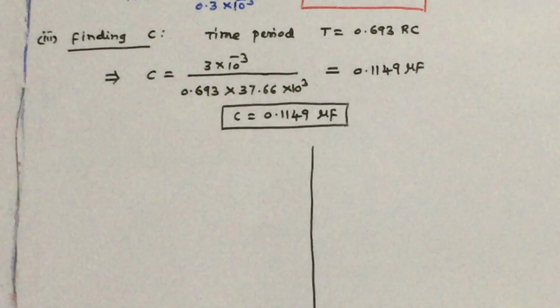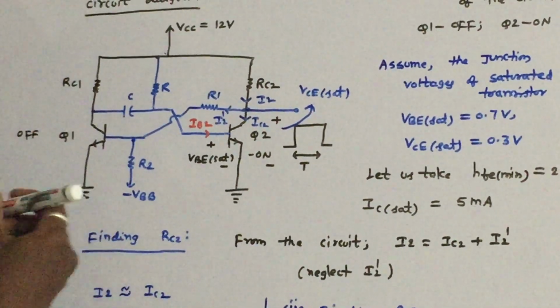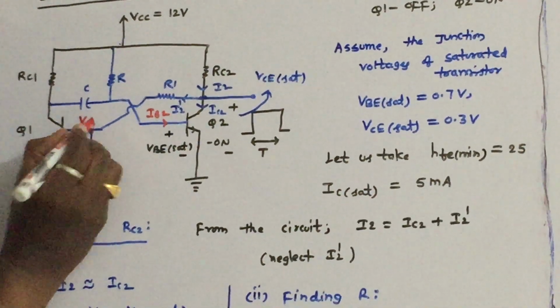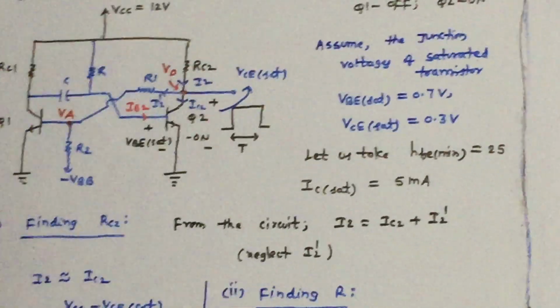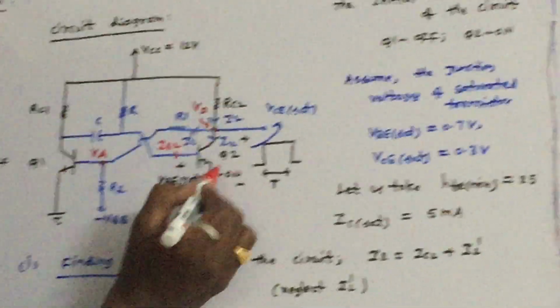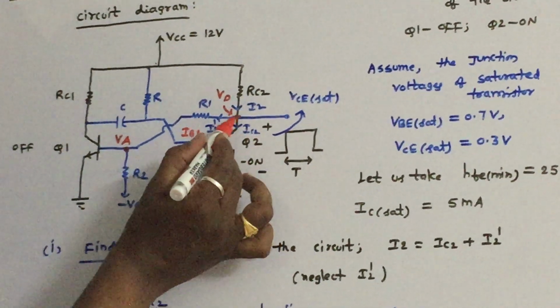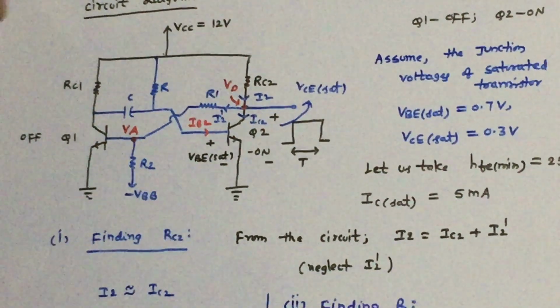Now let us see what the next step is. The next step in this problem is finding VBB. When finding VBB, remember that Q2 will be in on condition, so Q1 will be in off condition. Let us assume the node voltage, say VA. Just to draw, let us assume this node voltage as VD or VC2. Since the Q2 transistor is in on condition, what is this node voltage? VCE saturation, that is 0.3 volts. Just mention this branch: VDD, R1, VA and R2 to minus VBB. That is what I am mentioning here.